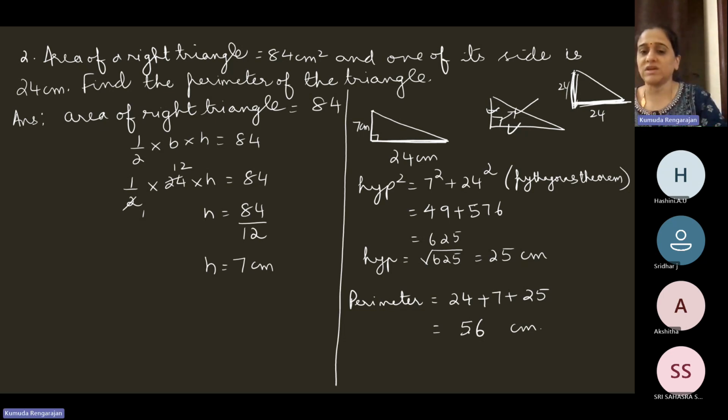Now the sum of the three sides will be equal to the perimeter of the right triangle. Correct? Of the three sides, how many sides are given? Only one. And the given side, was it mentioned as the hypotenuse? No. So we should not take it as the hypotenuse.